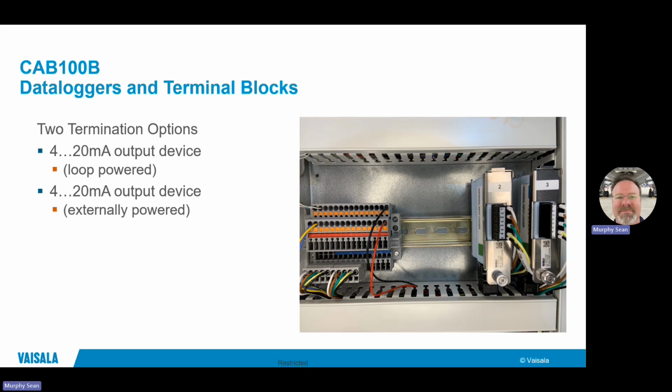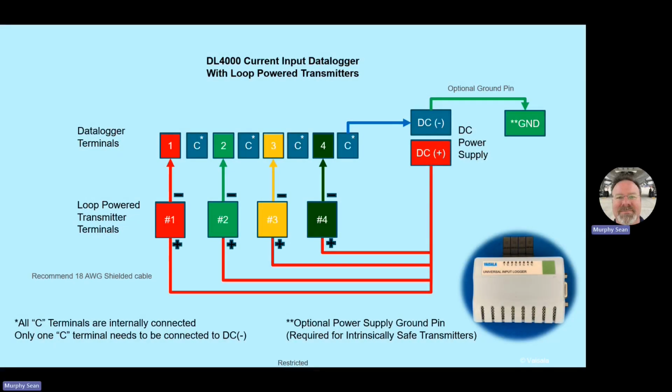The panel can be reconfigured to support externally powered devices where the power is coming from the transmitter itself and it's not being injected by the panel. And this is the basic wiring diagram for all loop power transmitters. This is pretty much a generic wiring diagram for any analog input device that has non-isolated inputs.